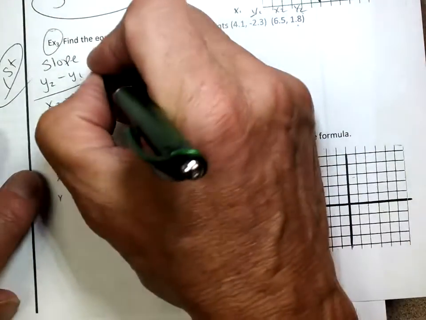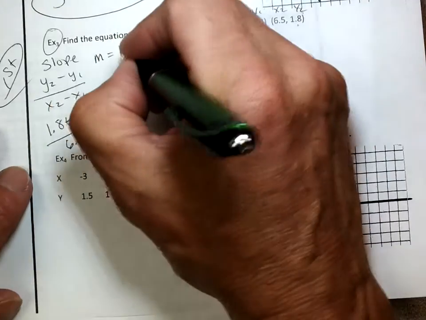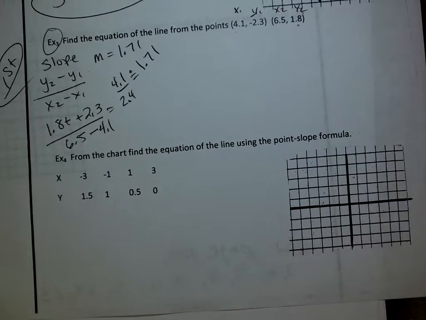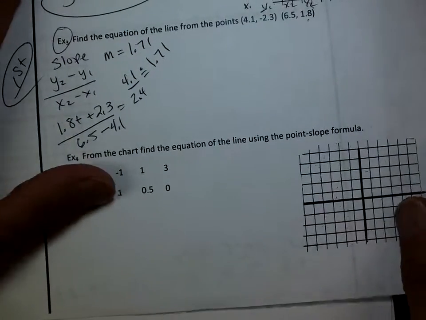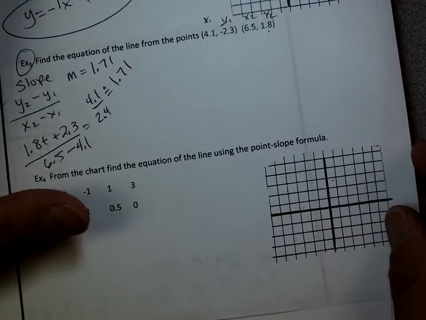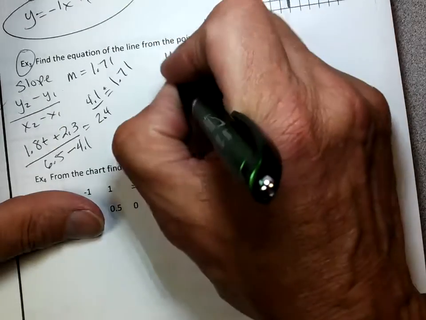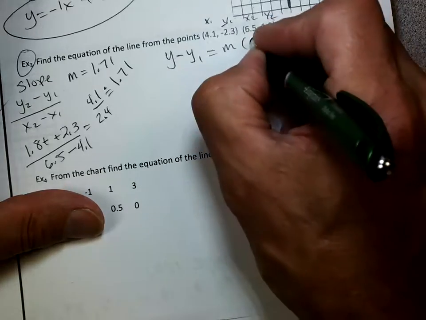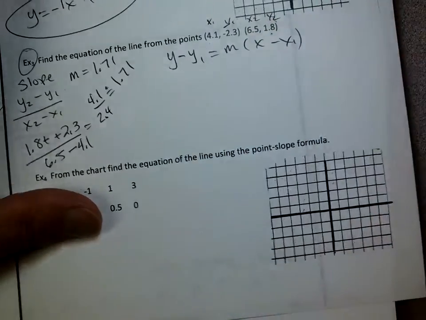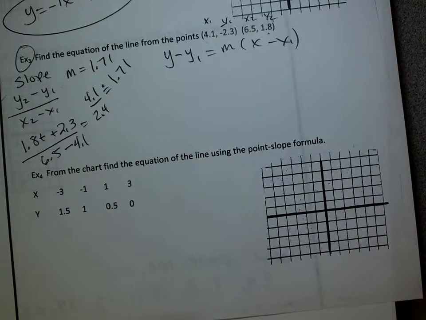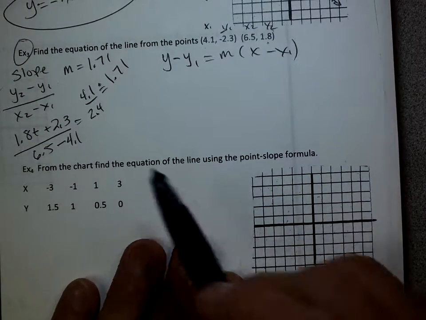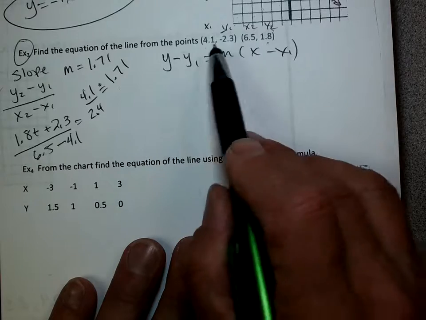So I'm going to put up here m equals about 1.71. Okay. Now, the next formula I like to use is the point slope formula. And hopefully you guys had that in your reading. So if I have y minus y1 equals m times x minus x1. And we saw this yesterday in the lesson. I kind of threw it in there at you, okay? So we know the m, 1.71, and we know x1, y1.